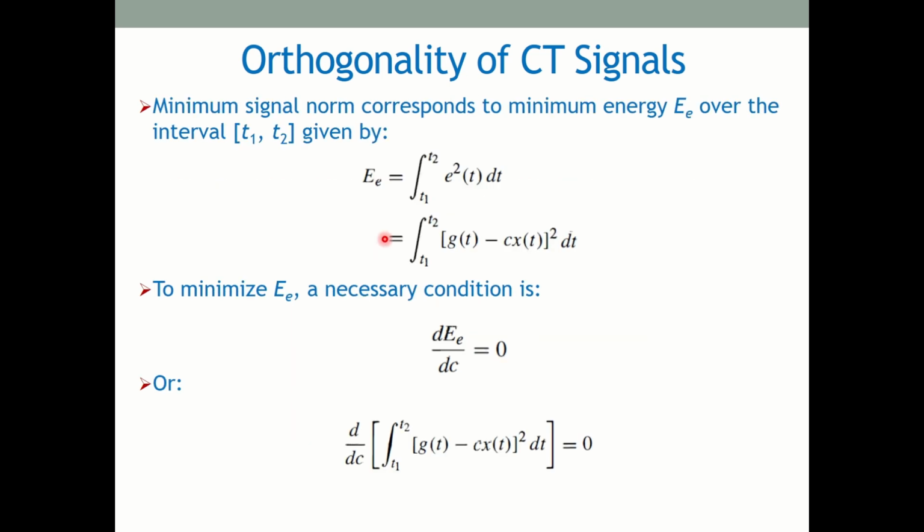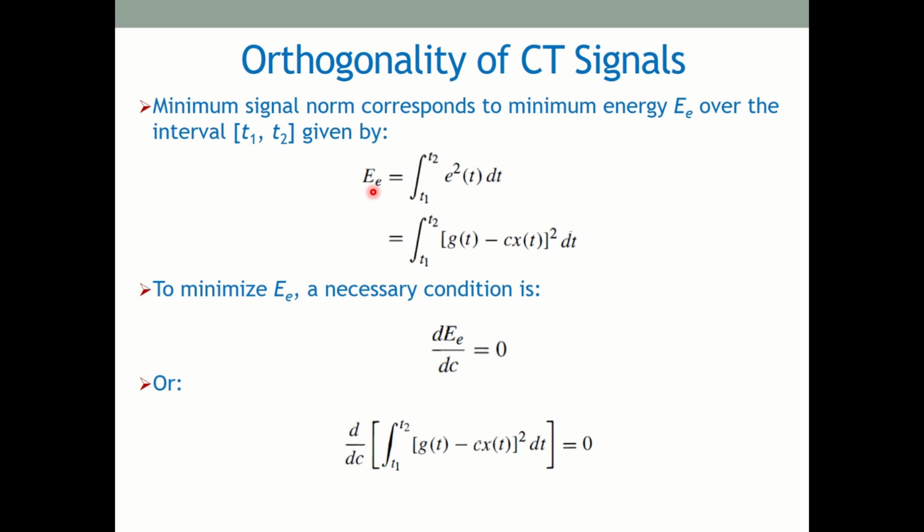So how do we find the energy? The expression for energy between the time interval t1 to t2 is the integral of the square of the signal. In this case the signal is e(t), so we have the square of that. We substitute the value of e(t), which is g(t) minus c x(t). So this bracket squared, integrated, will give us the energy of the signal e(t).